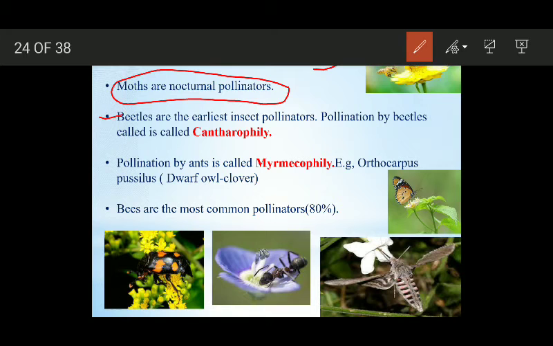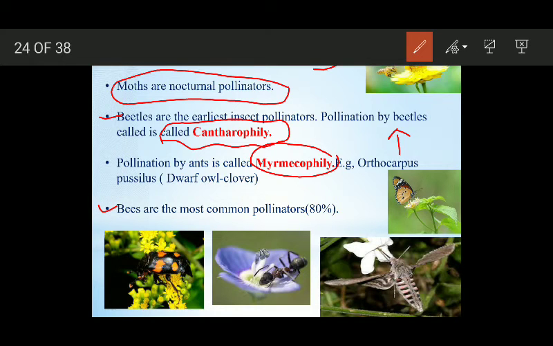And among the insects, beetles are the earliest known insect pollinators, and pollination by beetles is technically named as cantharophily. Pollination by ants is named as myrmecophily. And the example of a flower which is pollinated by ants is Orthocarpus pusillus, which is commonly named as dwarf owl clover.